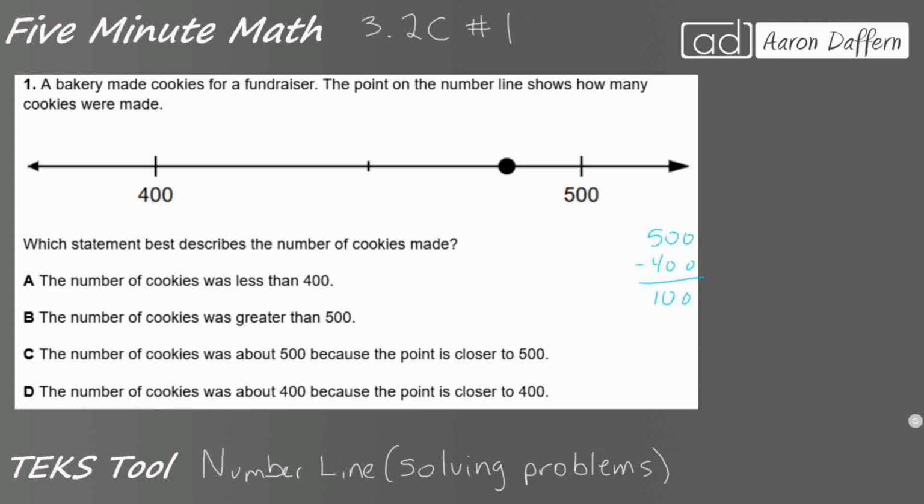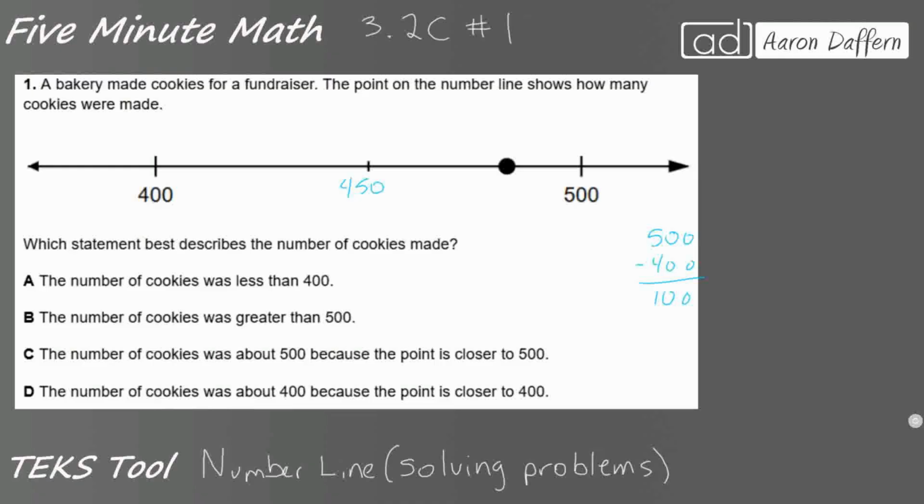So we need to think this little tick mark is halfway in between 400 and 500. That difference or that range is 100. So what's half of 100? What plus itself makes 100? And so hopefully we're thinking that's 50. So then that's going to be 50 more than 400 or 50 less than 500. Either way, we're looking at 450. So that's our midpoint right there.